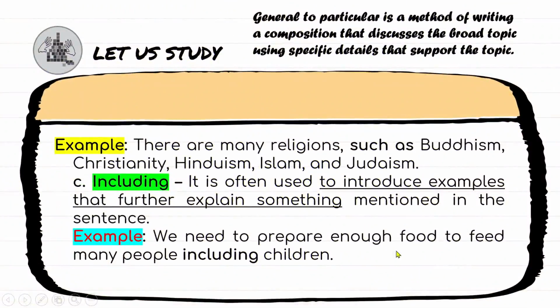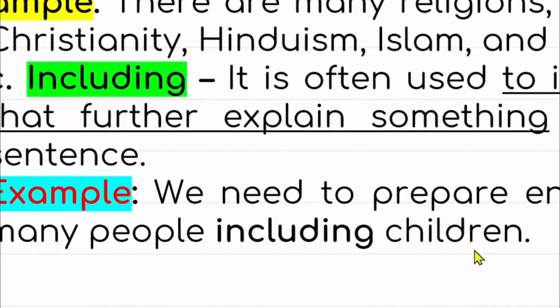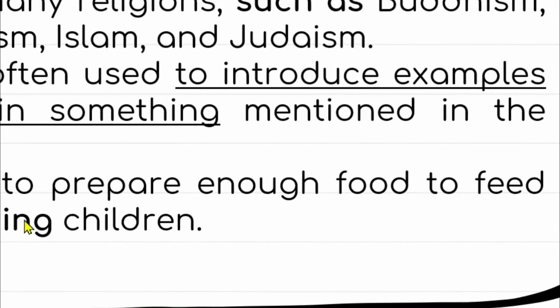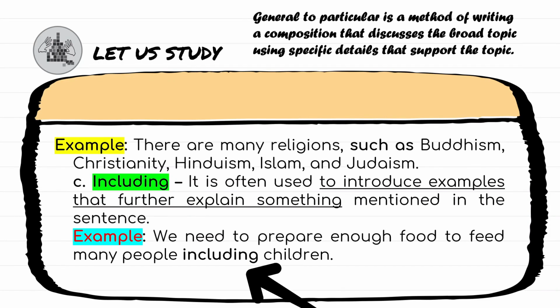Let's have this example. We need to prepare enough food to feed many people, including children. In this sentence, we use the word including to give an example. So what is the example? The example here is children.